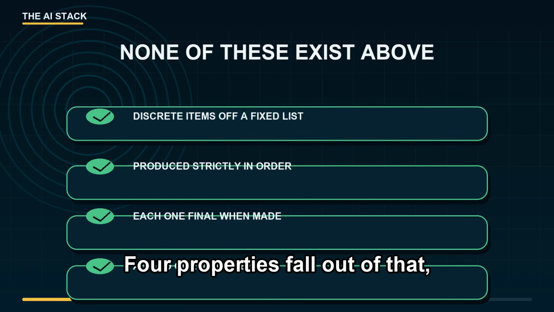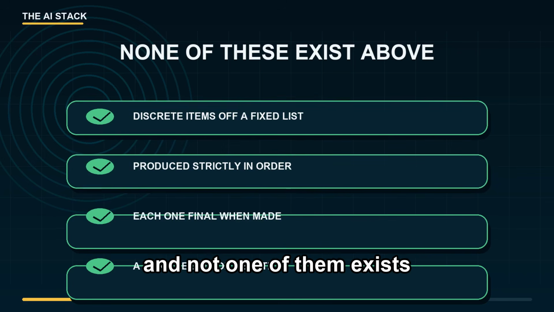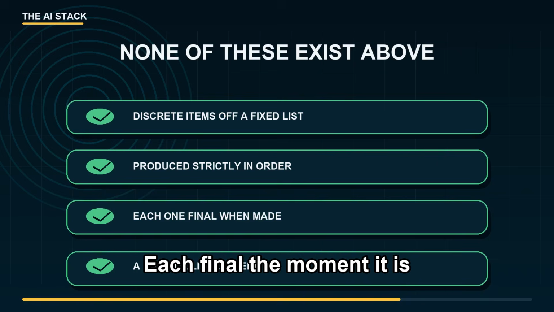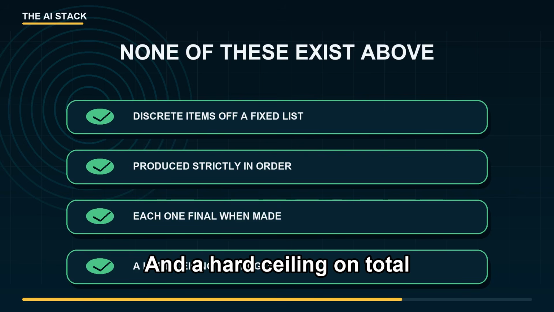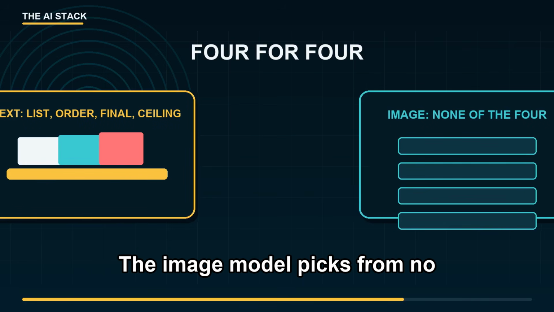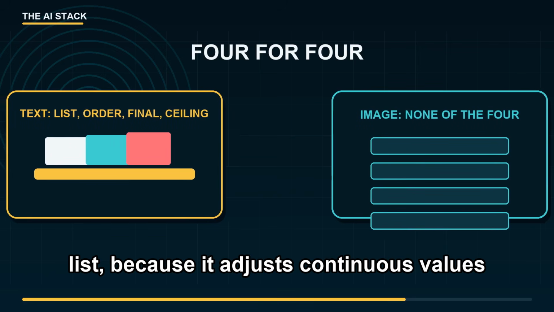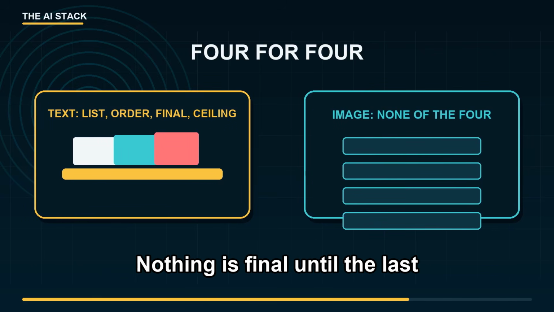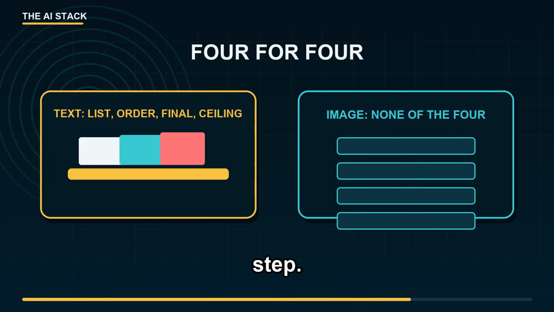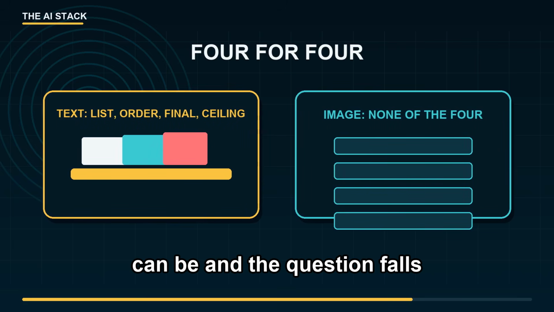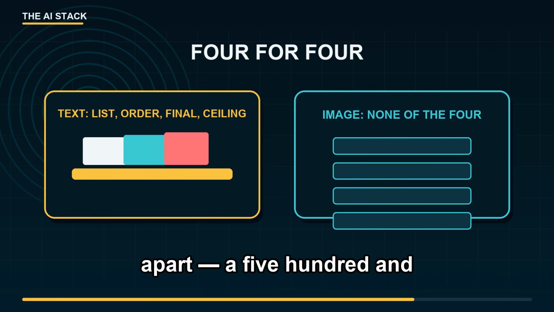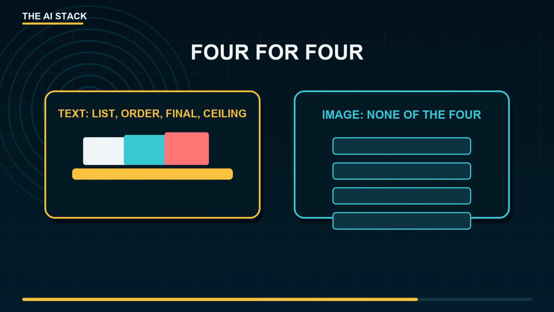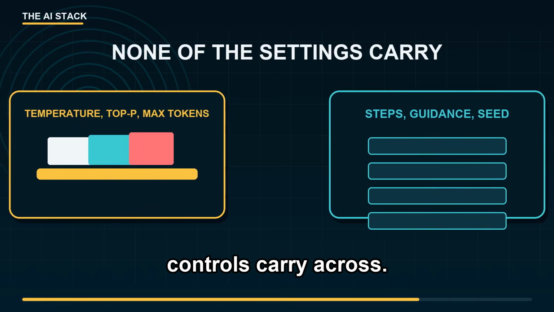4 properties fall out of that, and not one of them exists anywhere in the last 10 minutes. Discrete items off a fixed list, produced in order, each final the moment it is made, and a hard ceiling on total length. The image model picks from no list because it adjusts continuous values that can land anywhere. It produces nothing in order. Nothing is final until the last step. And ask how long an image can be, and the question falls apart. A 512 pixel square costs the same whether your prompt is 4 words or 40. Which is why none of the controls carry across.